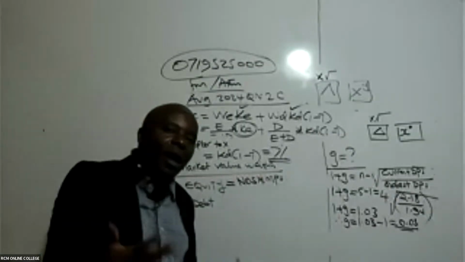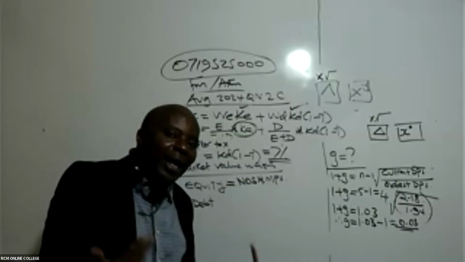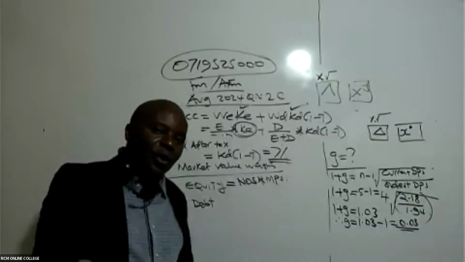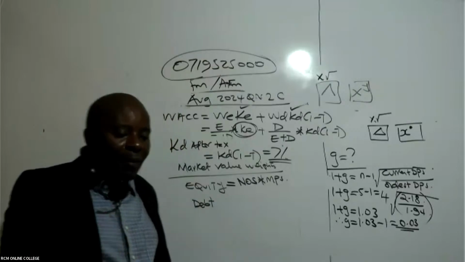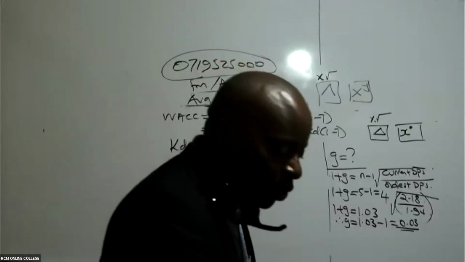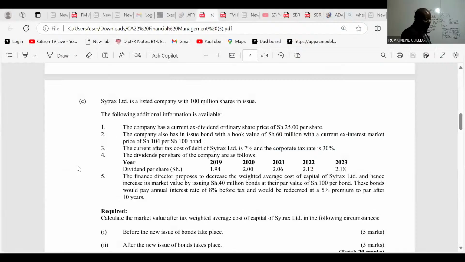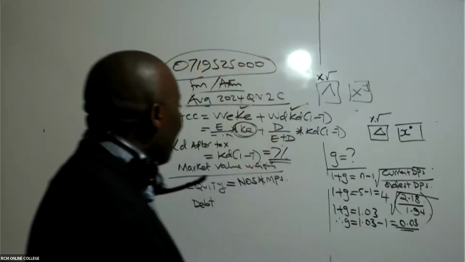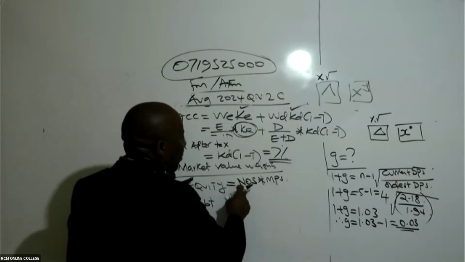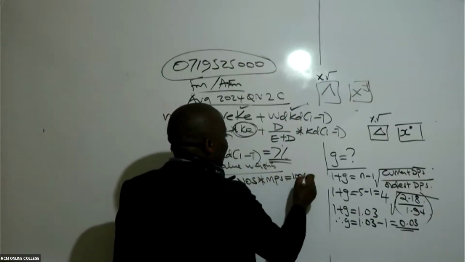So in this question, have they given me the number of ordinary shares? Because equity is about shares. Let's ask ourselves that question. Number of ordinary shares, what do we have here? You can see from the beginning, it's a listed company with 100 million shares. And then we have the current market price per share, 25.